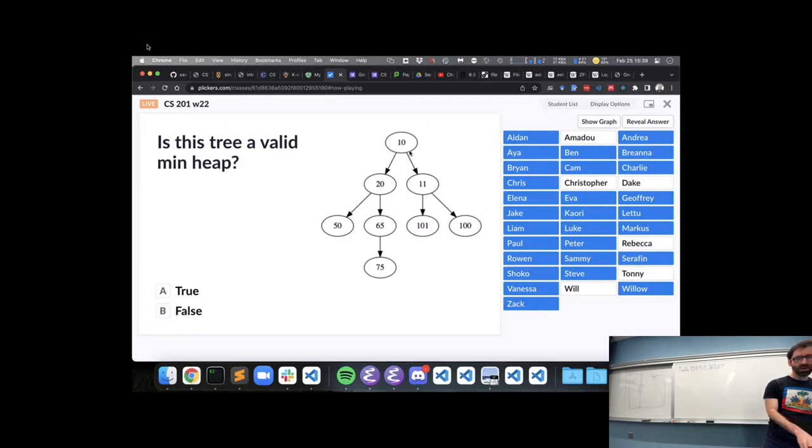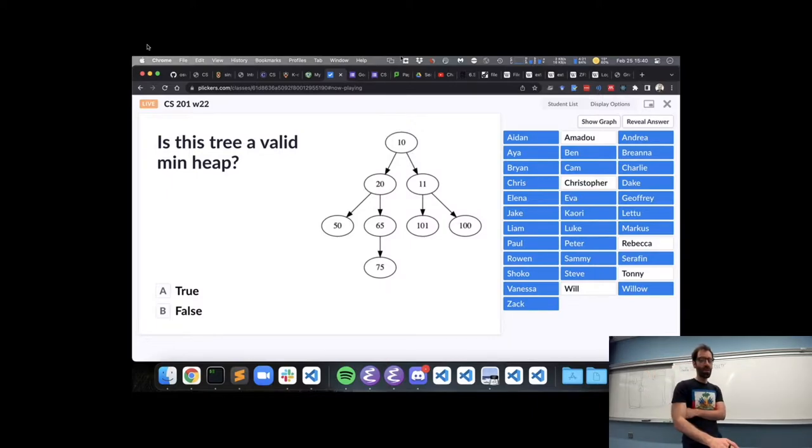All right, we're close to 90% false. That's correct. This is not a valid heap. Which of our properties does this one violate? Ron? It's not complete. Yeah, this is not the right shape for a heap. We can only be missing nodes from the right. So if there was a child here, 50 would have to have both its children.